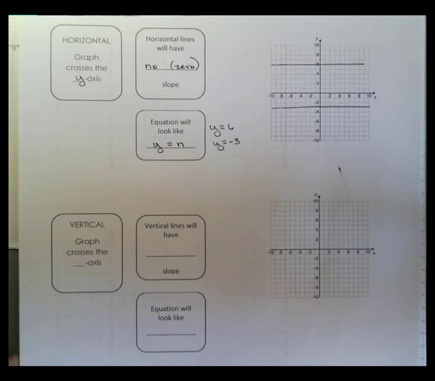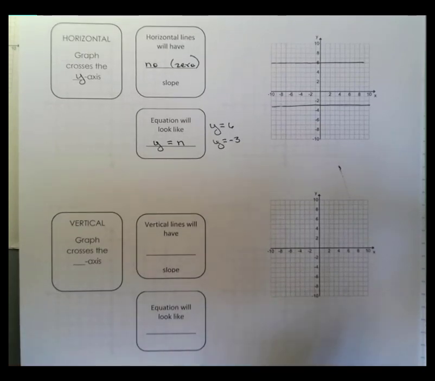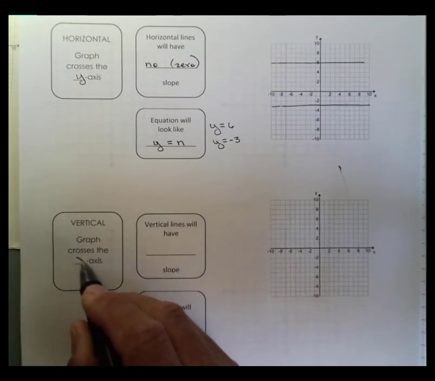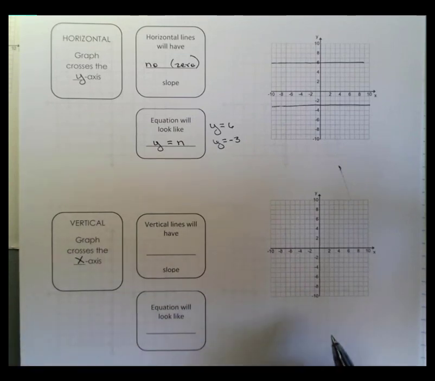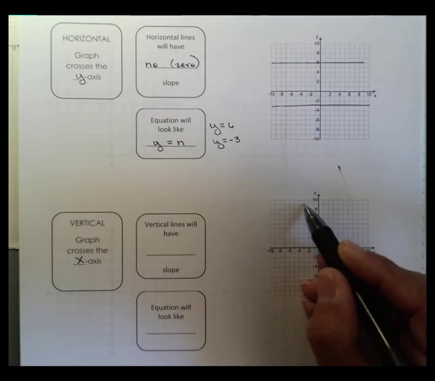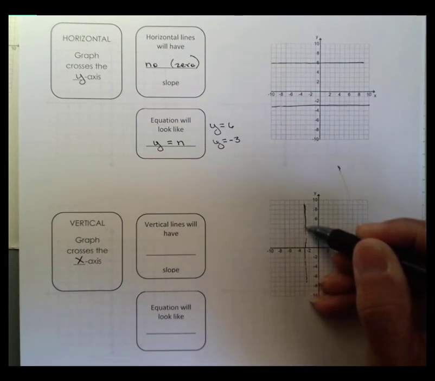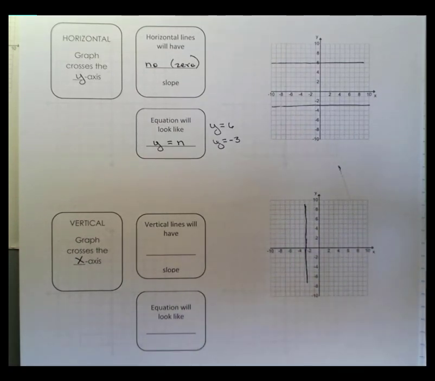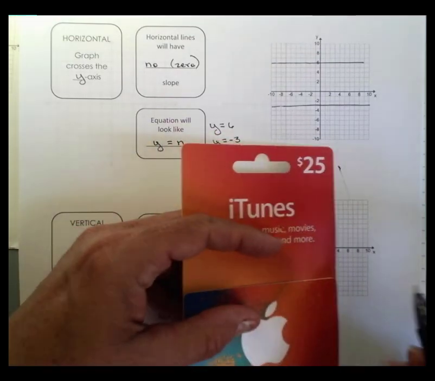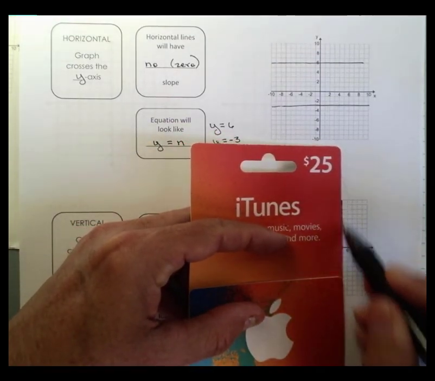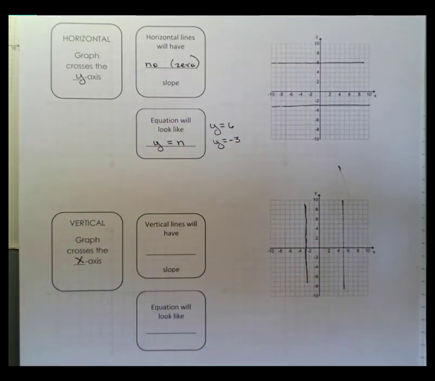So vertical lines are just the opposite, as you can imagine. These lines only cross the x-axis. So I could put a vertical line. Let's see, I could draw one here. Not a very good vertical line. Or I could draw one here. Let's use my handy dandy little ruler here. I could draw it here. So vertical lines, of course, can go straight up and down anywhere.